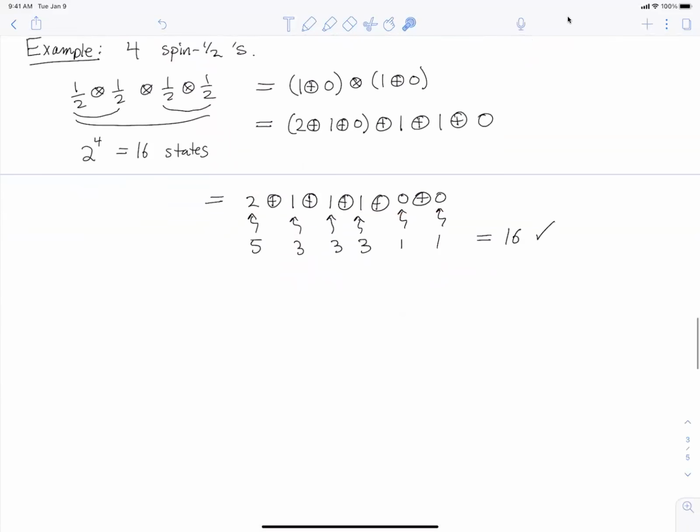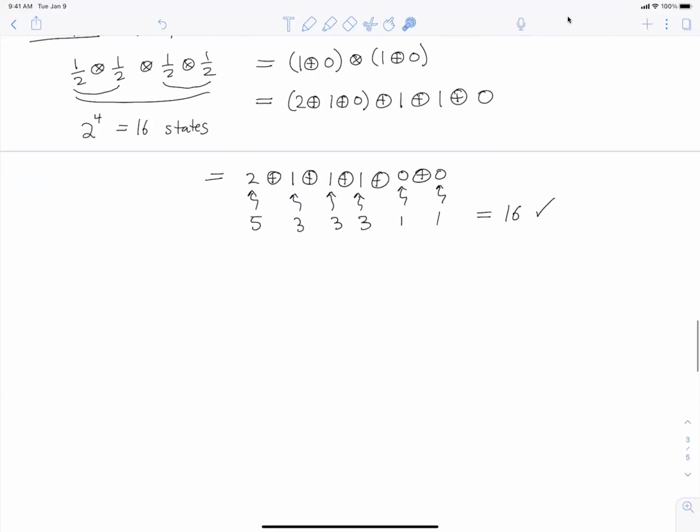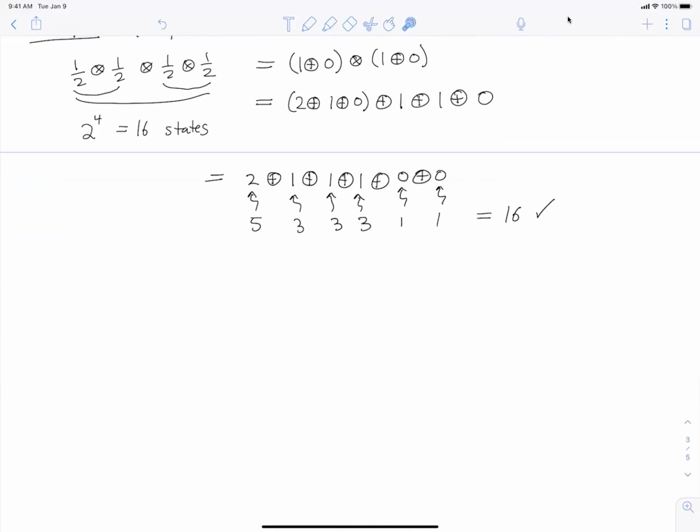So one place this comes up a lot is when you're doing atomic physics. We'll see that for those of you who take Physics 661, which I hope you all will. But just as a preview, there's a code for how you write these things called spectroscopic notation.